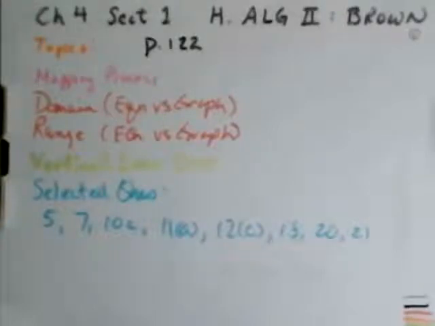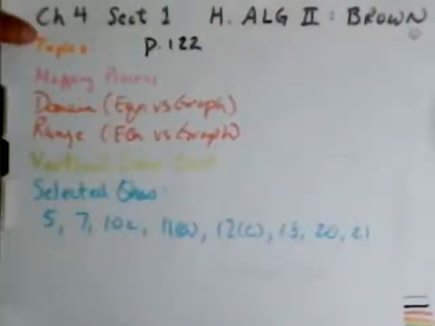Anyways, so here's chapter 4, section 1. I had a lot of requests from my students who were getting confused about this, so I decided to create a lecture on chapter 4, section 1. There it is right there, for honors Algebra 2 by Brown, and it starts on page 122.